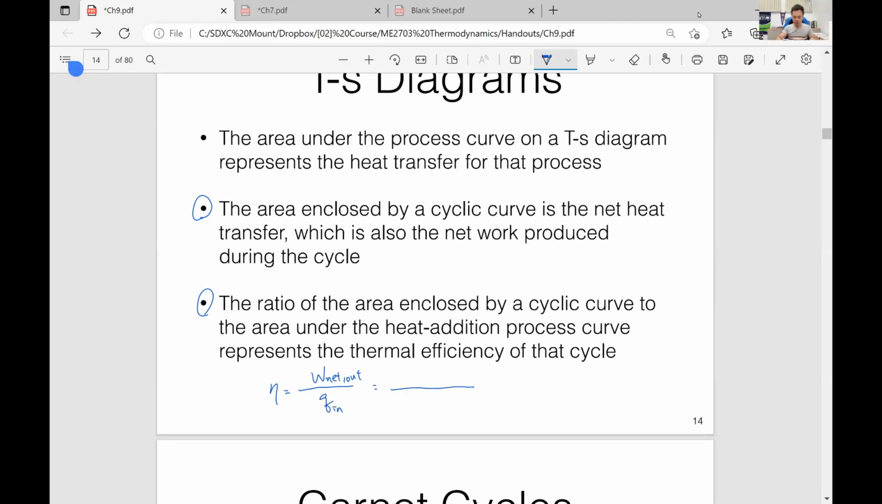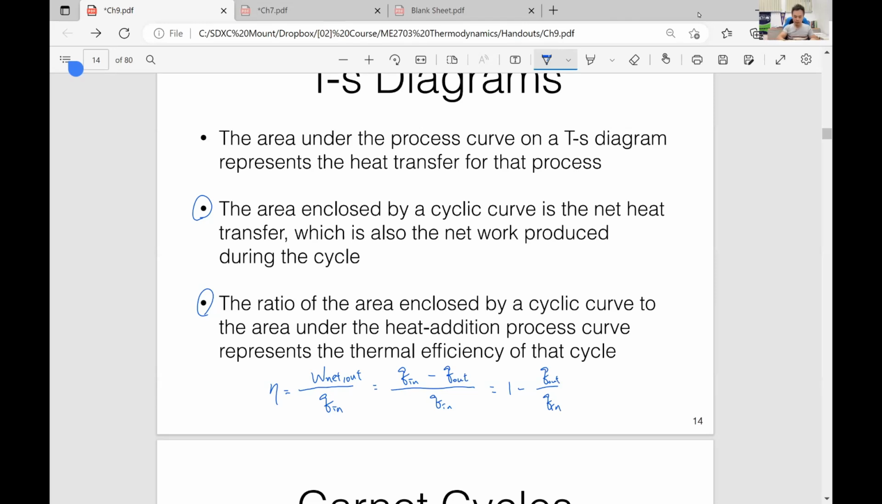And the net work output is actually the Q in minus Q out from the energy balance, then over Q in. So that is 1 minus Q out over Q in. So exactly the same as what we have learned in chapter 6.